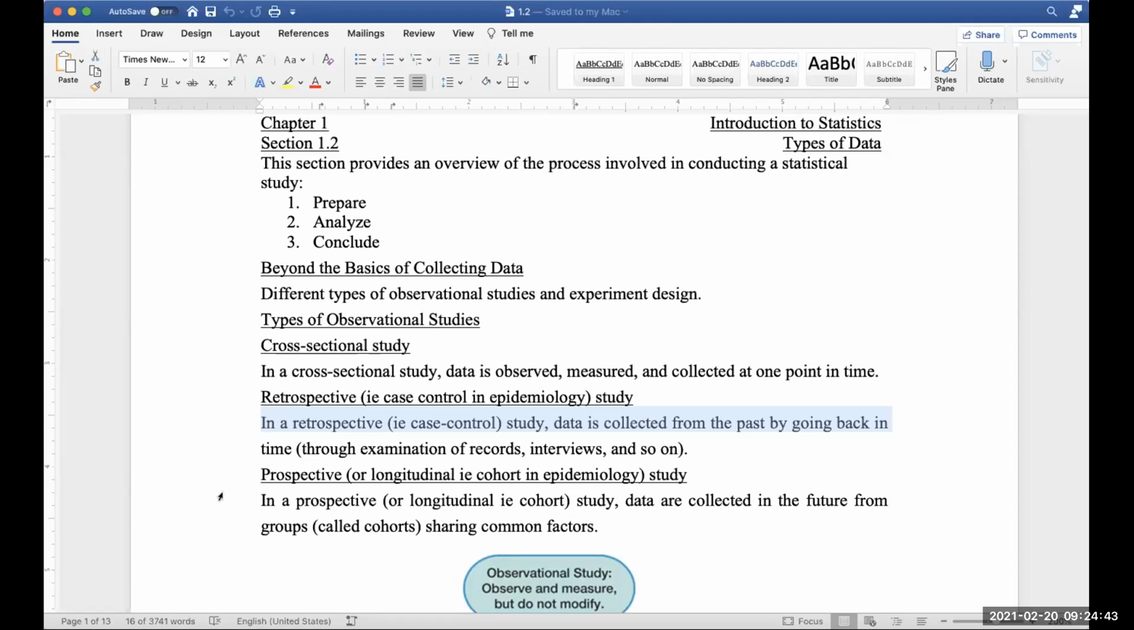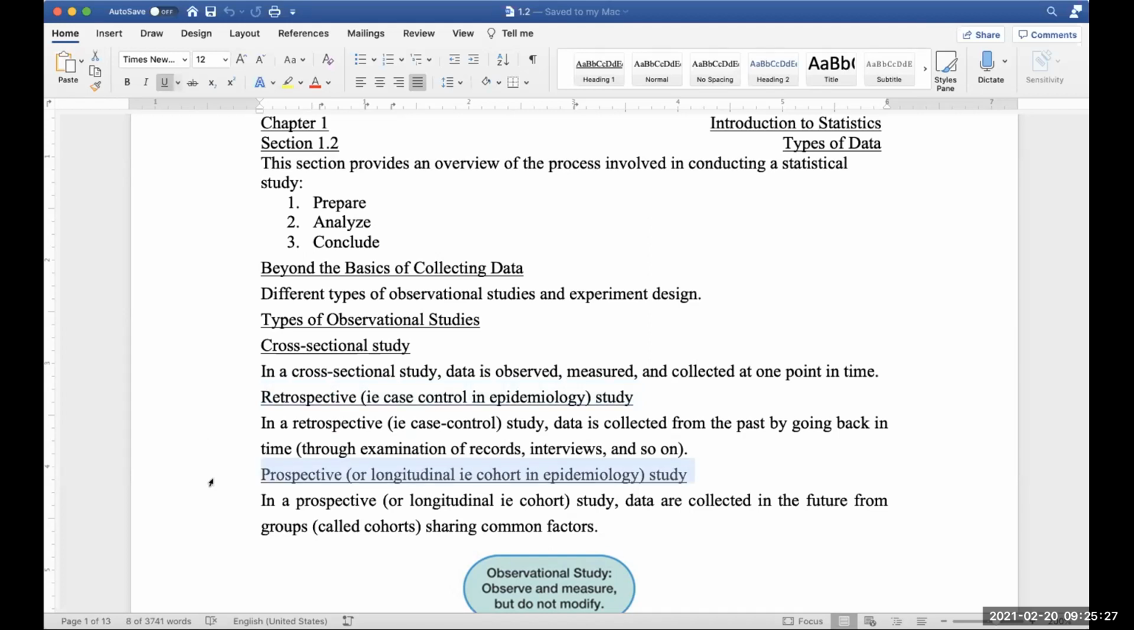And then your data is collected by going back in time. So you examine records, interviews, you look at what is their environment, what do they eat? You basically look at everything and you try to see, is there anything that I can glean from this data? So it's either called a retrospective study or, actually, what I just described was a case control study.